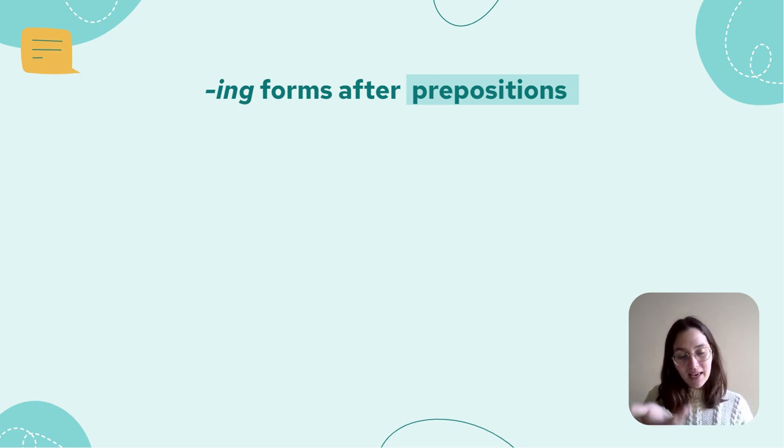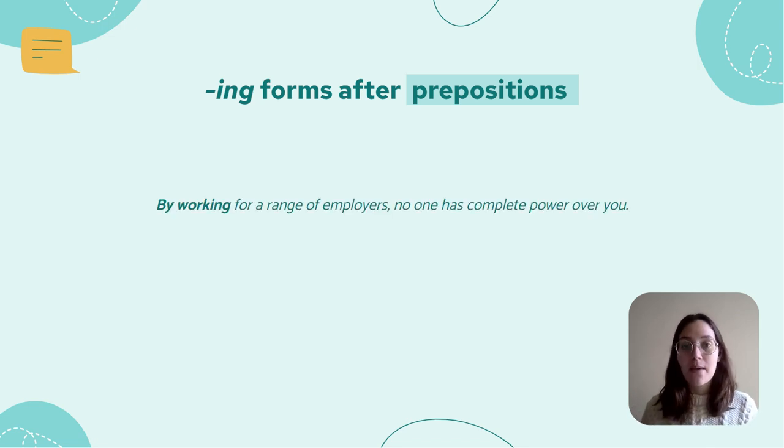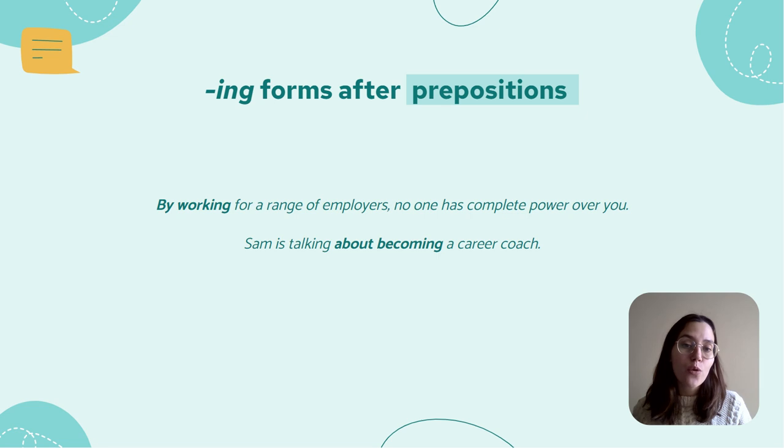Here we have the case of juggling I mentioned a moment ago. We use them after prepositions. After prepositions in general, we need a noun or something related. Well, here it is. It may be a noun, it may be a pronoun, it may be a verb nominalized, a verb in its ing form in this case. So we say, by working for a range of employers, no one has complete power over you. Or Sam is talking about becoming a career coach.